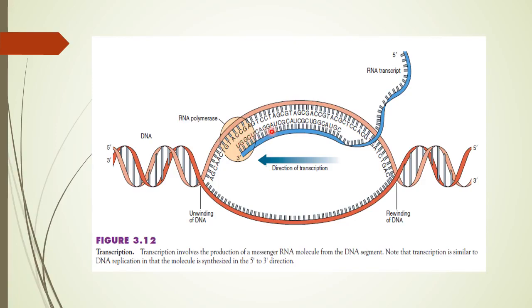So this is the whole segment which is transcribed, and when the transcription completes, it cuts off the segment of DNA and the DNA again twists to become a double helix.